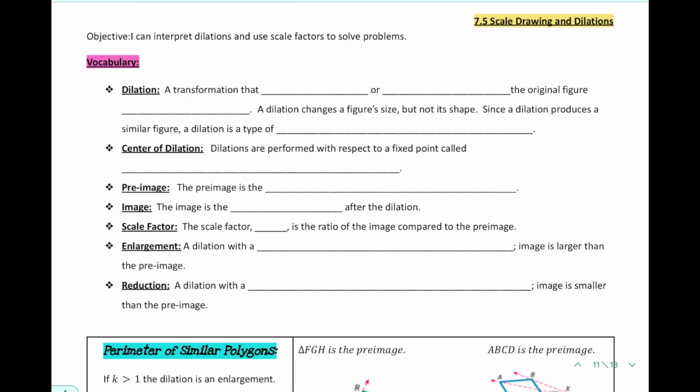Okay, so in this video, we are going over 7.5, which is scale drawing and dilations. Again, we've seen scale drawing and dilations earlier when we did our transformations unit, but they are also an example of similar figures, so that's why we touch base on them here as well. So again, some of this might look familiar, and if not, then just act like you've never seen it before. But again, we did do dilations in the transformations unit. So the objective is I can interpret dilations and use scale factors to solve problems.